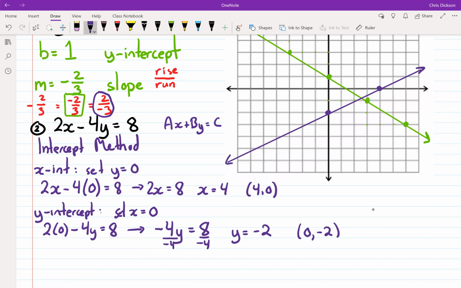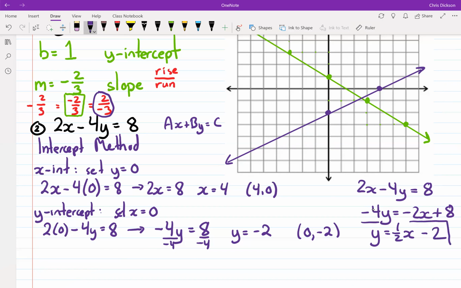Now, if you were maybe a little unsure about that, you can take the equation, we talked about this yesterday, and you can put it into slope-intercept form. So I'm going to subtract 2x from both sides, so -2x plus 8. And then I'm going to divide everything by -4. So y is equal to -2 divided by -4 is a half x, and then 8 divided by -4 is -2. Now I did that kind of quickly. I'll show more calculations in other videos, but let's see if that's actually true.